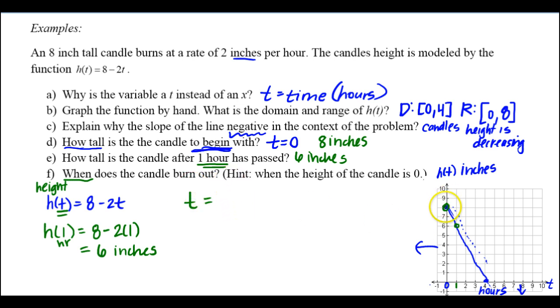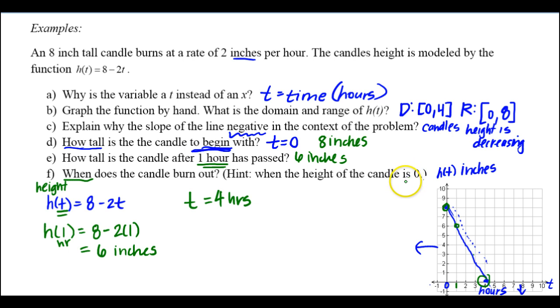So here, if I look at the height of the candle at time 0, it's 8 inches tall. At time 1, it's 6 inches tall. At time 2 hours, it is 4 inches tall. So in other words, at what time is this height going to go all the way down and reach 0? At 4 hours. So at t equals 4 hours, when does the candle burn out? At time 4 hours, when the height of the candle has reached nothing, when it is now all the way down to 0.